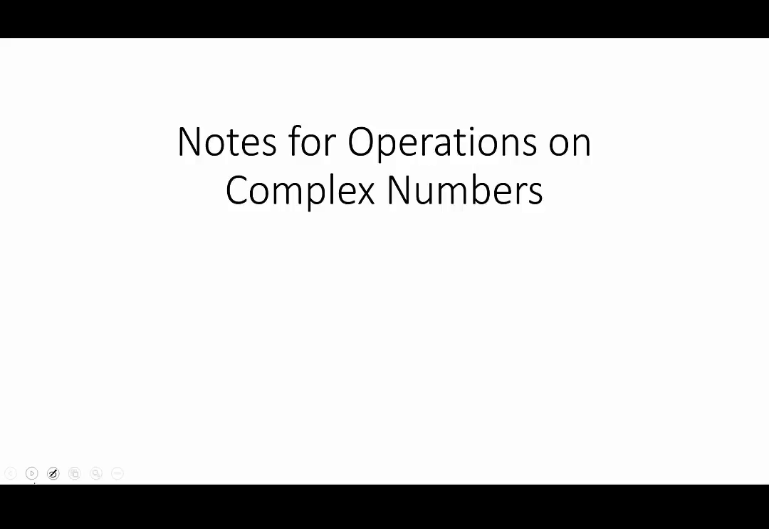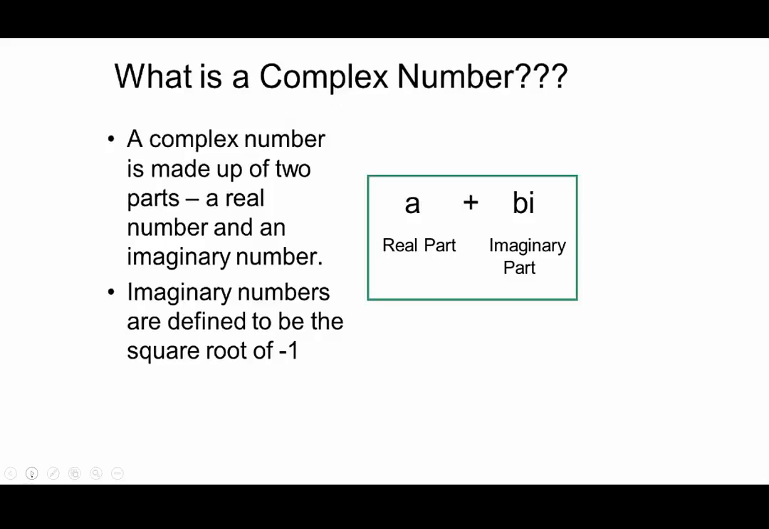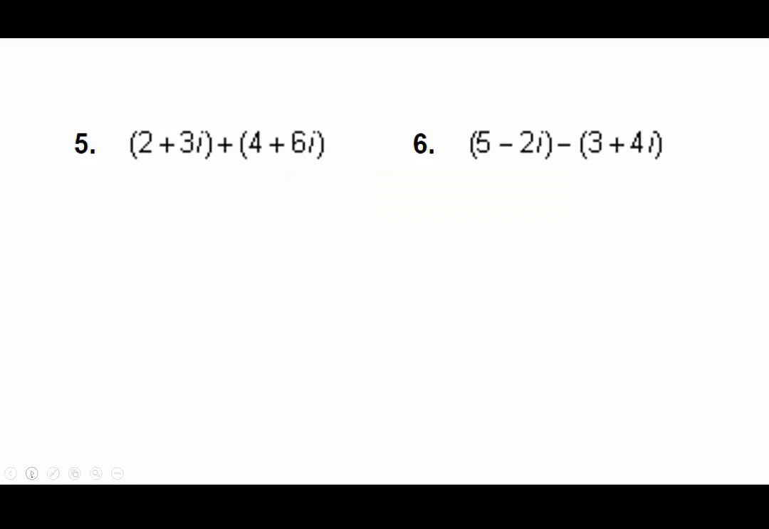Operations on complex numbers. A complex number has a real part and an imaginary part. So how are we going to add these complex numbers? It's very similar to just adding expressions and combining like terms. So we add the real parts and we add the imaginary parts.